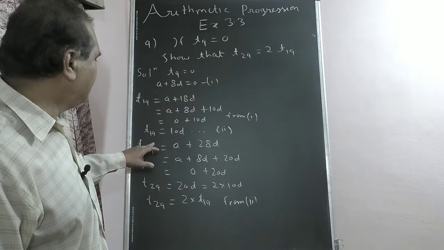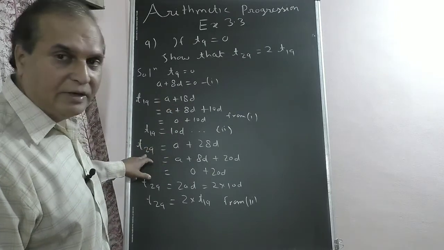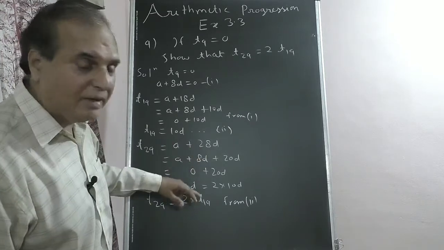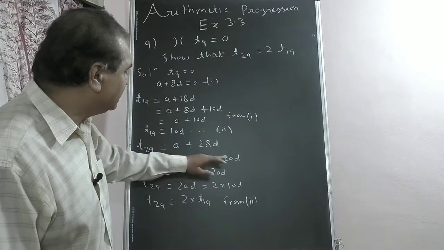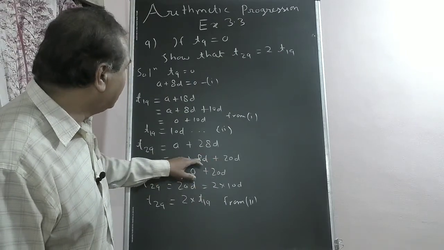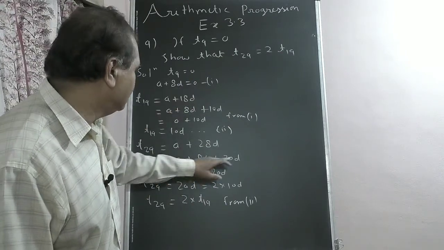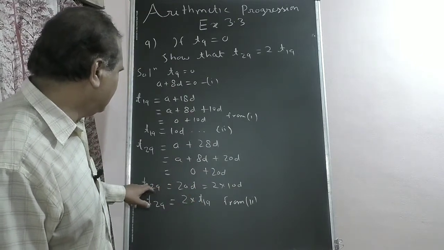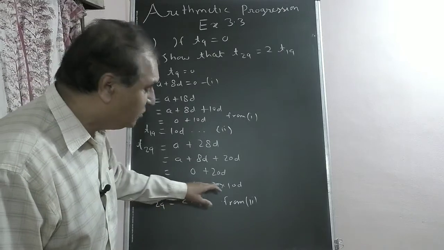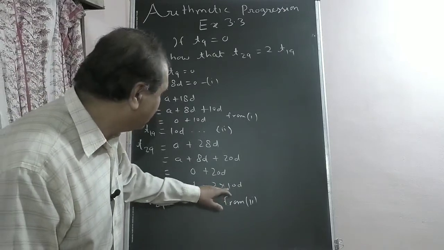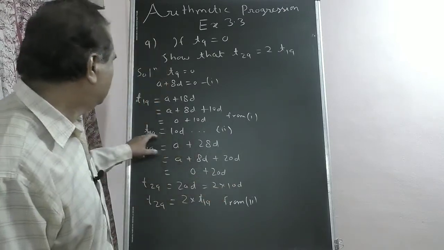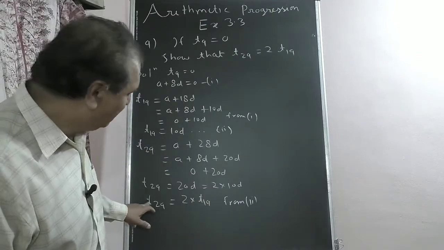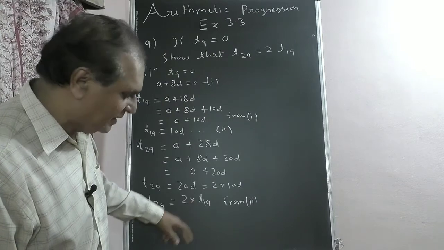Now T29 is a plus 29 minus 1 is 28, a plus 28d. 28 again will break as 8 plus 20, 8d plus 20d. Now a plus 8d again is 0 from 1. You can write the reason: 0 plus 20d. So T29 is 20d. 20d is what? 2 into 10d. But 10d is what? T19. So 2 into T19. So it is proved: T29 is double of T19.